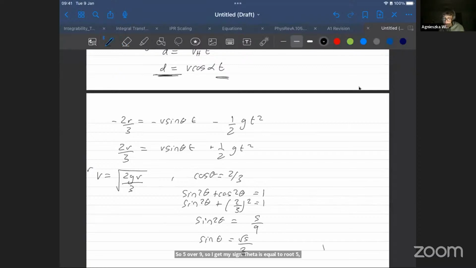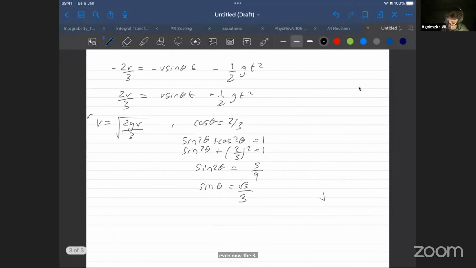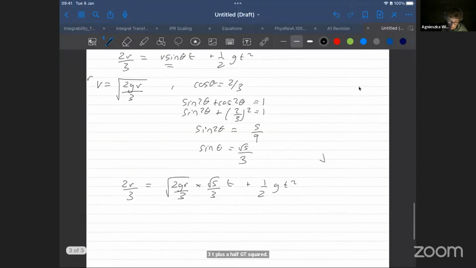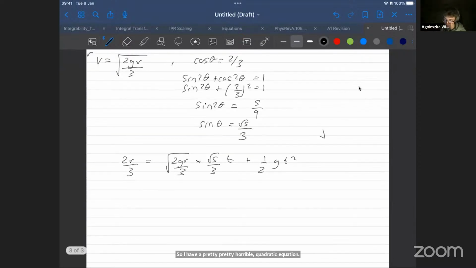So I have all my information, plug that back into my formula once again. So I get 2r/3 is equal to the square root of 2gr/3 times root 5/3 t plus a half gt squared. So I have a pretty horrible quadratic equation. Let me just rearrange it in a way that you're familiar seeing your quadratic equation. So I have g/2 t squared plus the square root of 10gr/27 t minus 2/3 r is equal to 0. And I want t.